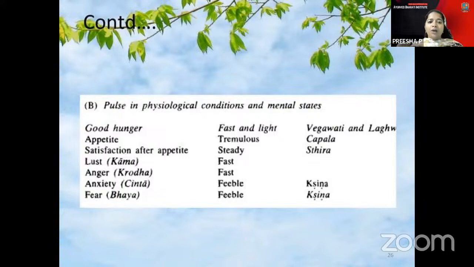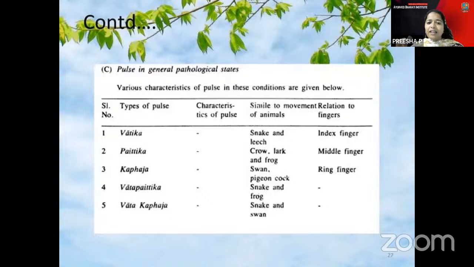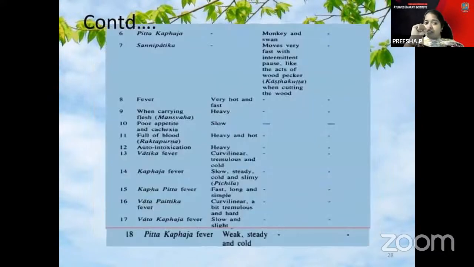You have the pulse in general pathological states like Vatika and Paitika, where we have the Lakshana of the snake, the frog, and the swan. These are the general animal correlations. And you have the three finger examination, where the index, middle, and ring fingers are mainly used. Also the Vata Paitika and the Vata Kafaja Lakshana. You have the Pitta Kafaja. Pitta Kafaja is considered with the monkey and the swan.